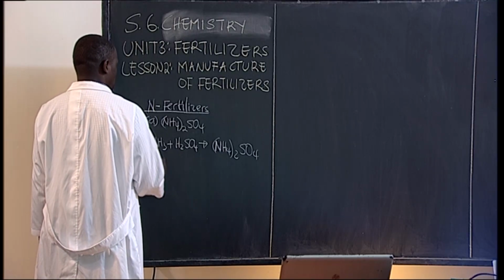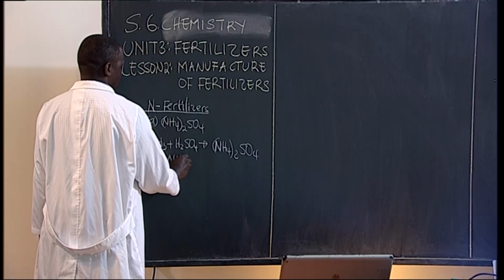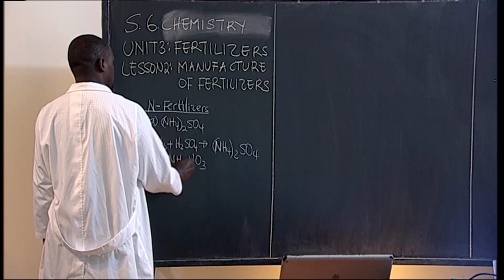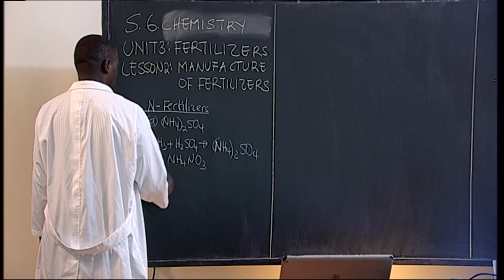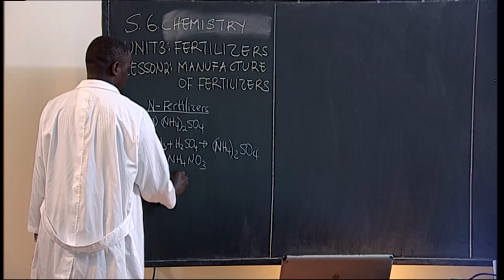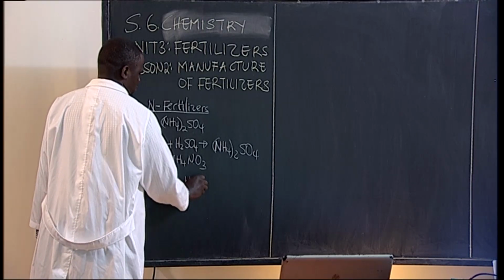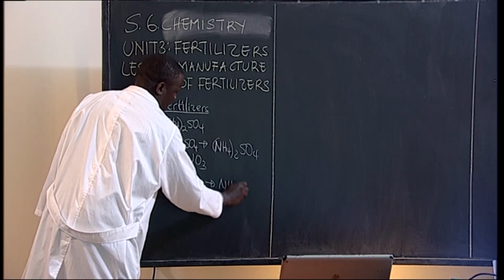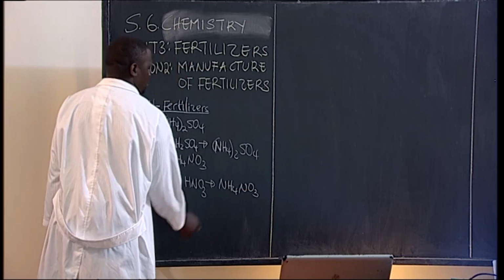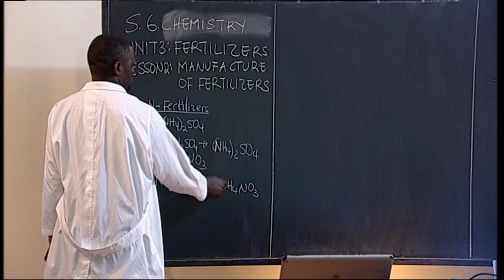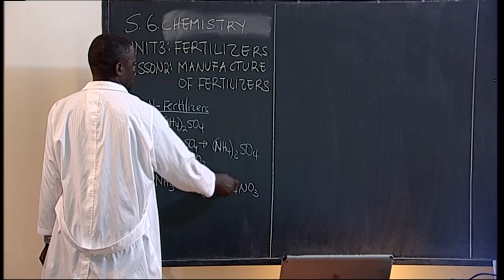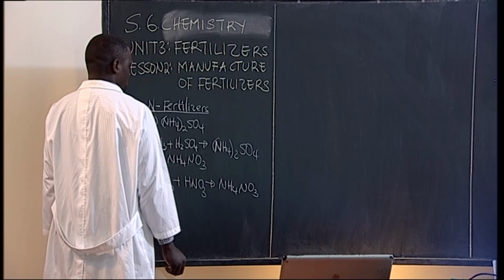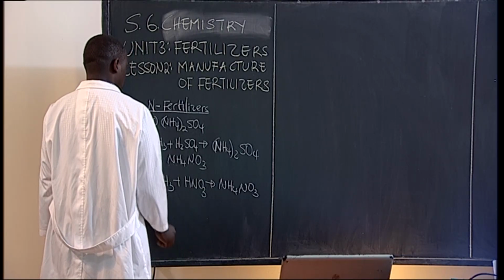The second one we can talk about is ammonium nitrate. Ammonium what? Nitrate. As you see here, we have ammonia and the nitrate. Normally it is obtained from ammonia, which is from the Haber process, and the nitric acid from the Ostwald's process. Hence we produce ammonium nitrate. It shows that it can have more of our nitrogen compared to this one, which can also be proven by calculation.